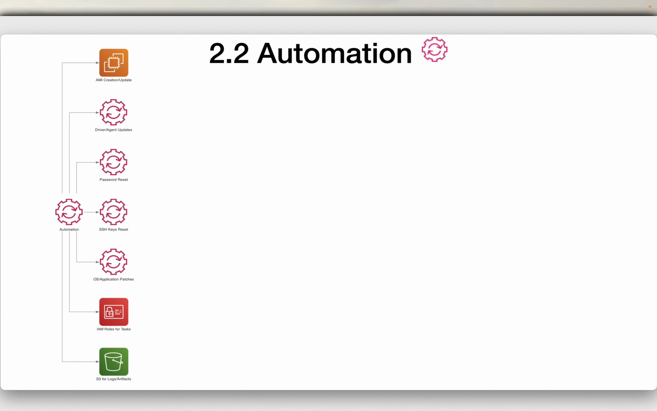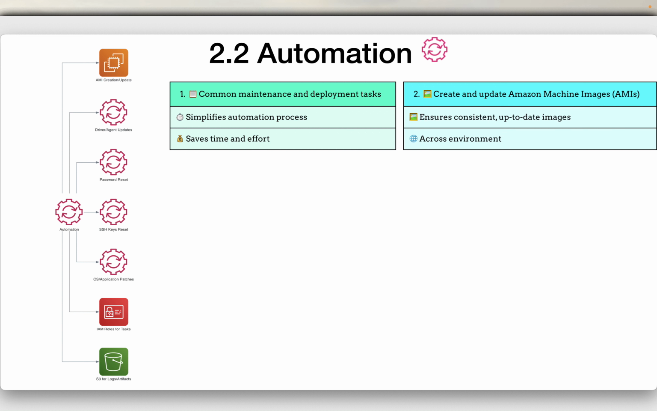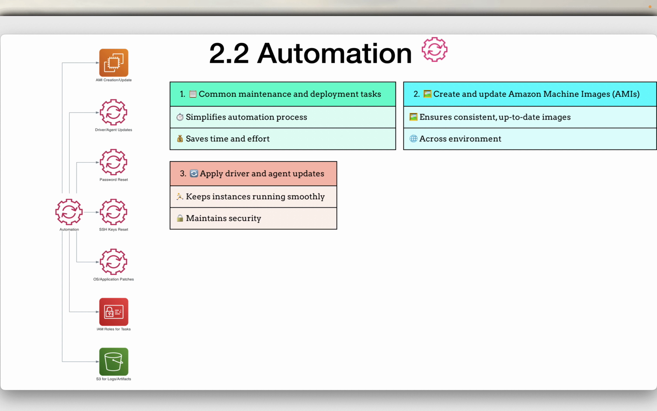Next capability, automation. AWS Systems Manager automation simplifies the process of automating routine maintenance and deployment tasks. Automation allows users to create and update AMIs, ensuring consistent and up-to-date machine images across their environment. Users can automate the application of driver and agent updates, keeping their instances running smoothly and securely.